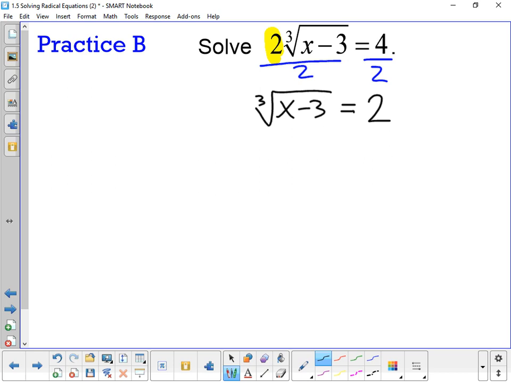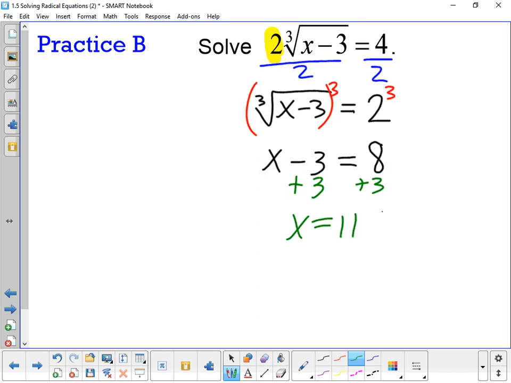Now that the radical is isolated, is all by itself, we can use a power to undo it. It's a cube root, so we would use the third power. Cube both sides of our equation, so we have x minus 3 is equal to, and 2 to the third power is equal to 8. You can use your calculator if you don't know that one. And we're almost finished. Our last step is to add 3. X equals 11.